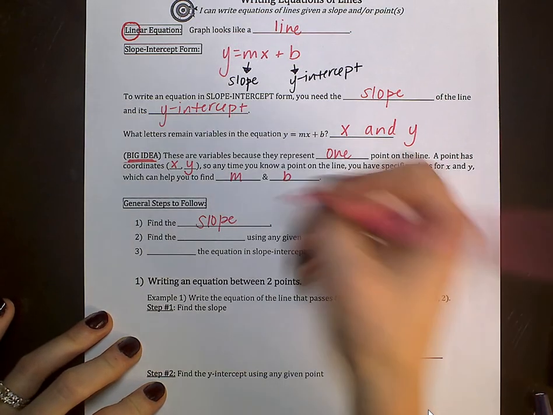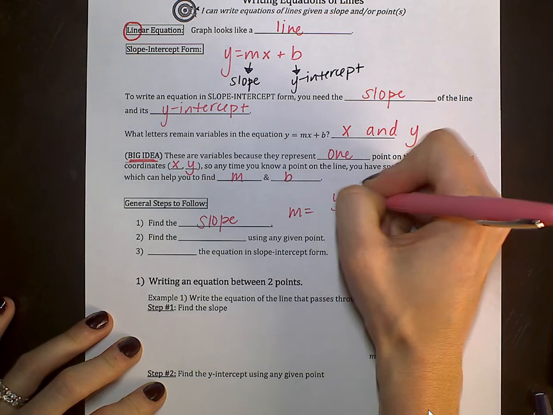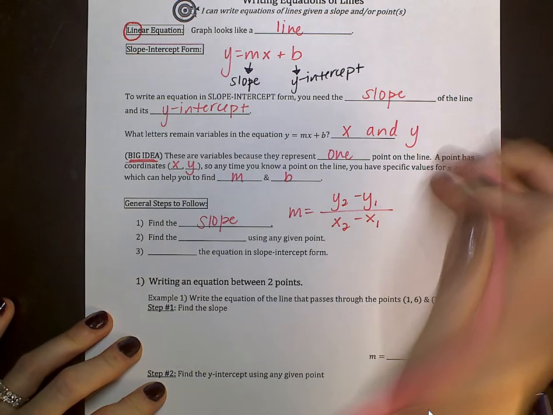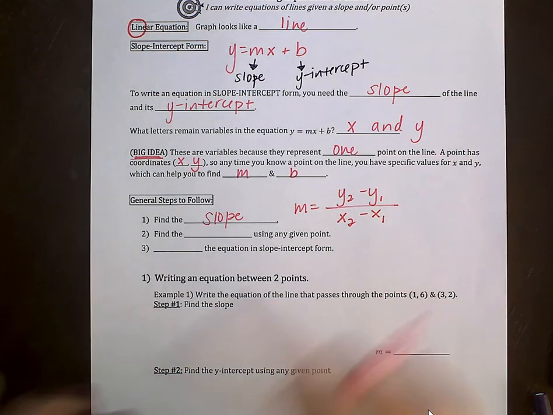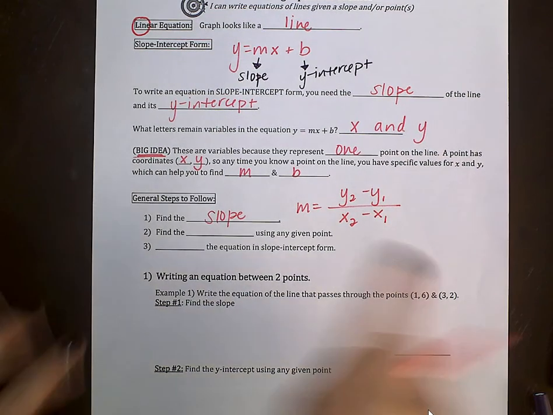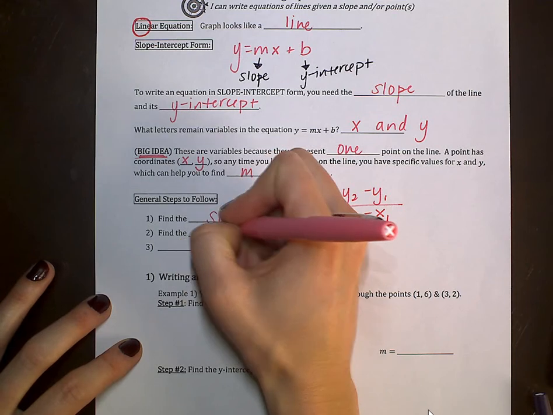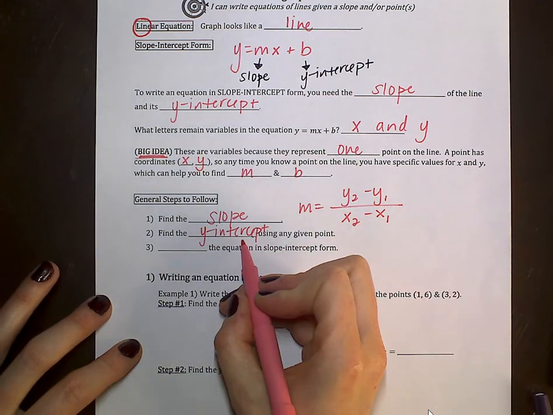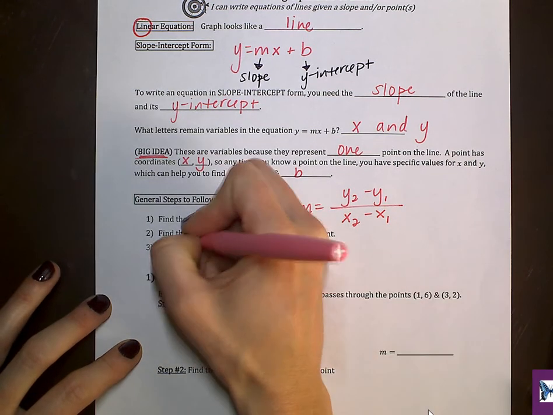So I'm going to jot down the formula in here. Remember the formula for finding slope that we learned a couple lessons ago? You can use this: y2 minus y1 over x2 minus x1. Okay, so that might be helpful. The second step is to find the y-intercept. Okay, so your two things you need, find the slope first, then the y-intercept, using any given point, and I'll show you what I mean by that. Once you've got m and b, you can go ahead and write your equation.